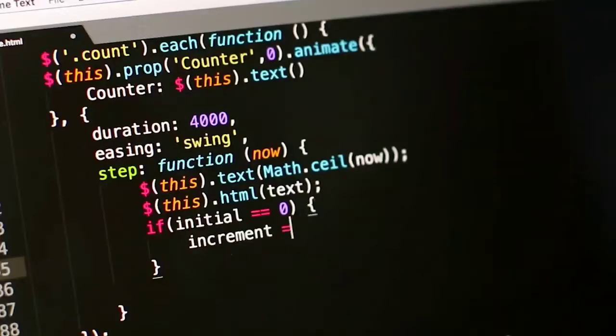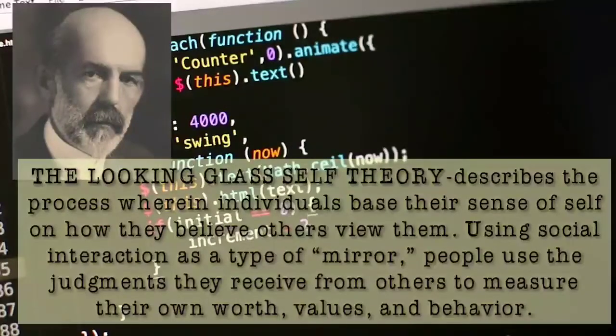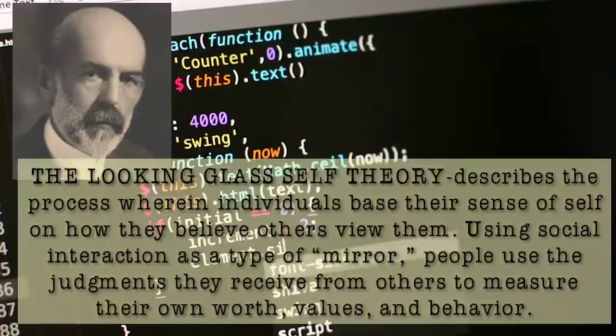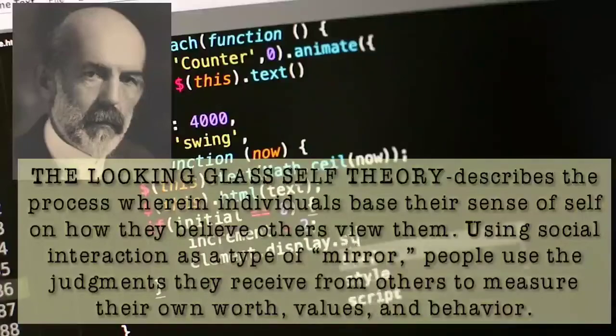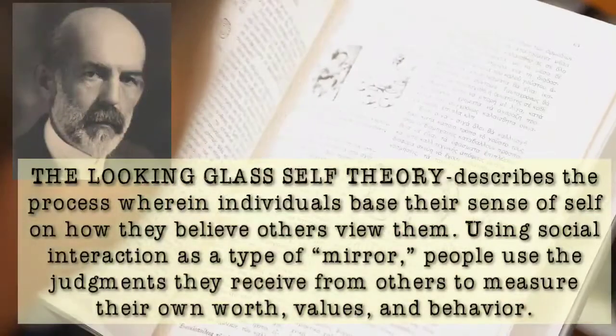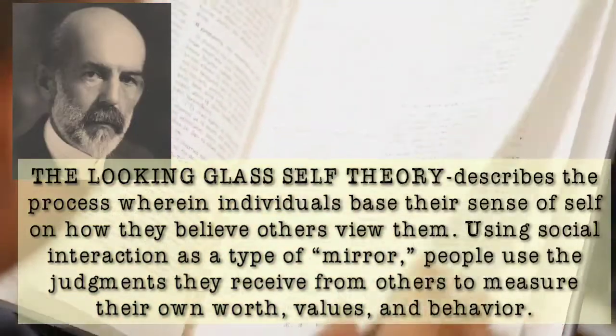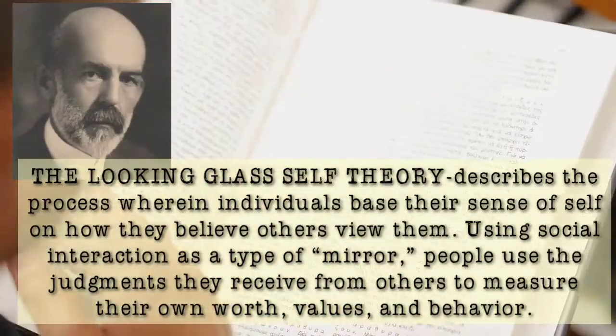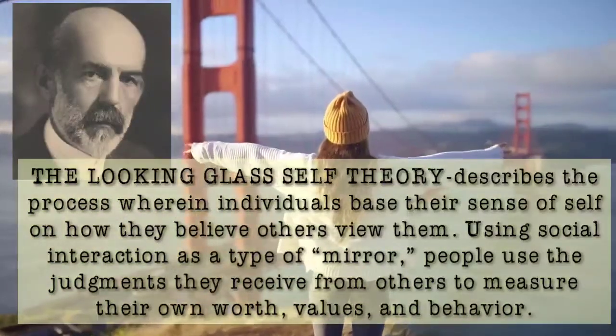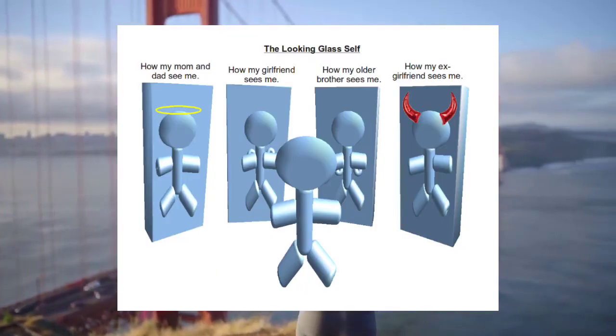Last but not least is the key prominent idea of the looking glass self theory, introduced by Charles Horton Cooley in 1902. The looking glass self theory describes the process wherein individuals base their sense of self on how they believe others view them. Using social interaction as a type of mirror, people use the judgments they receive from others to measure their own worth, values, and behavior.